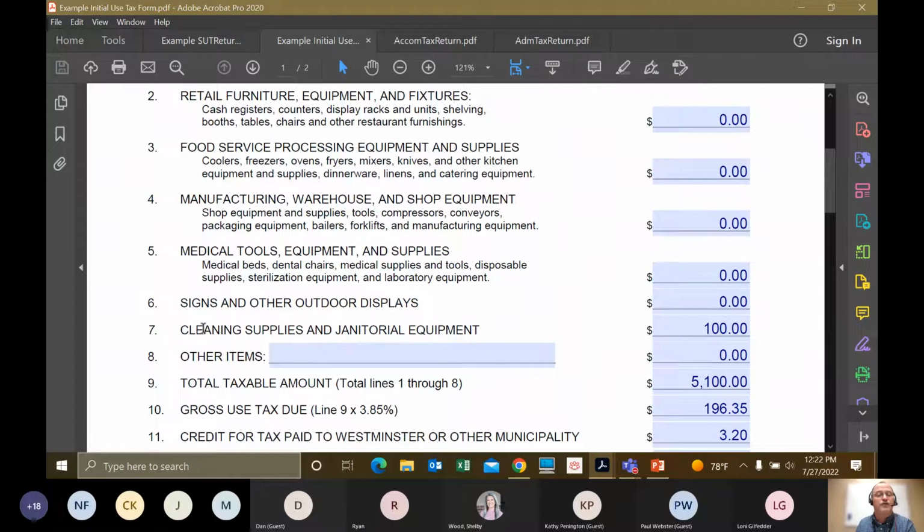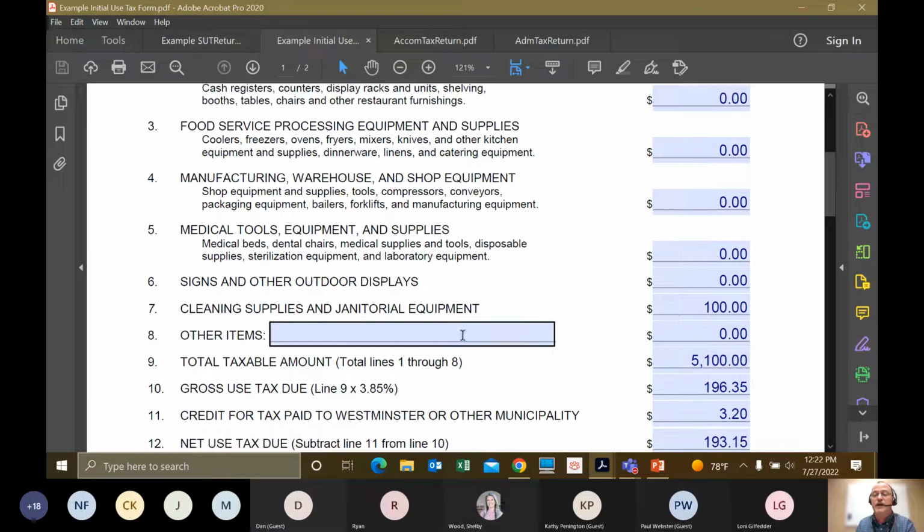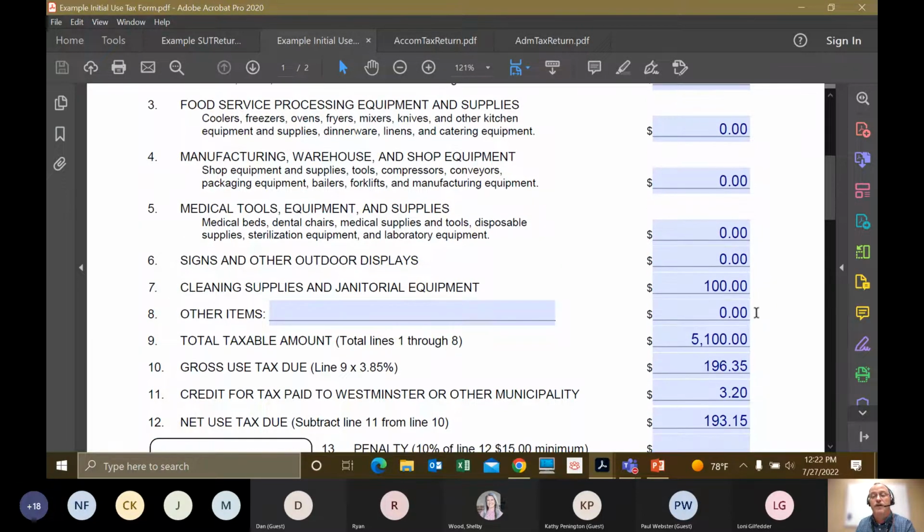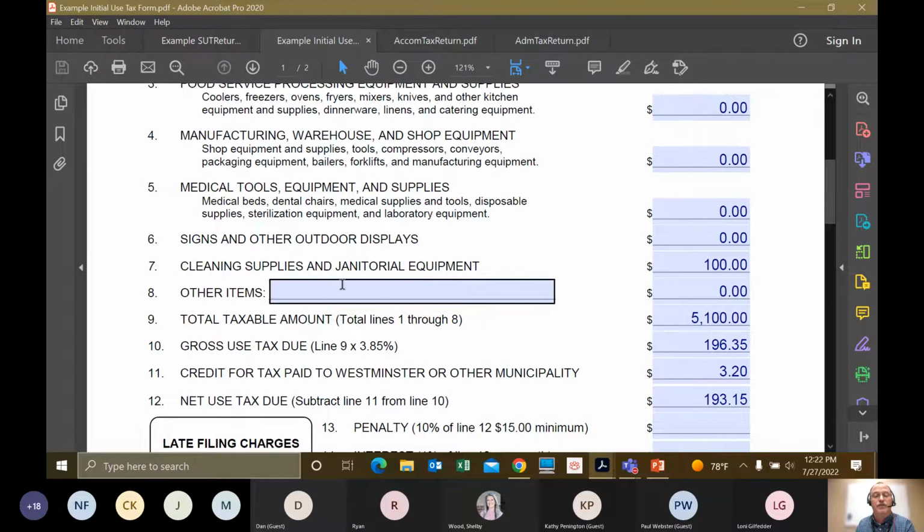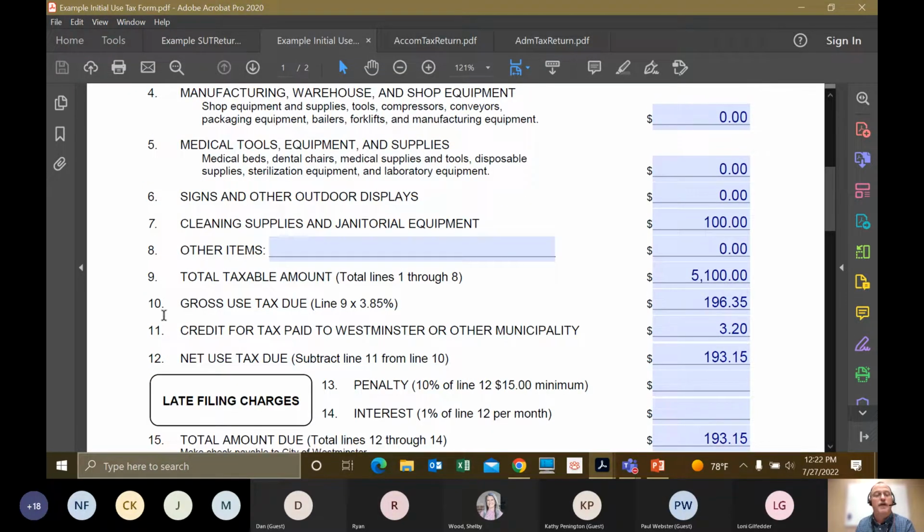Here, for example, I'm going to assume that I bought cleaning supplies in Arvada. So I went to a store, they charged me Arvada sales tax, that's perfectly fine. I paid 3.2%, but I know I owe a little bit more on that $100 I paid. So I'm going to put that down here. And then I had no other items. We'll come back to this in a minute.